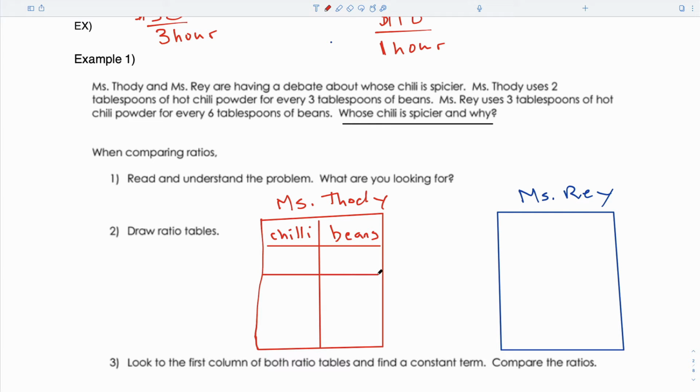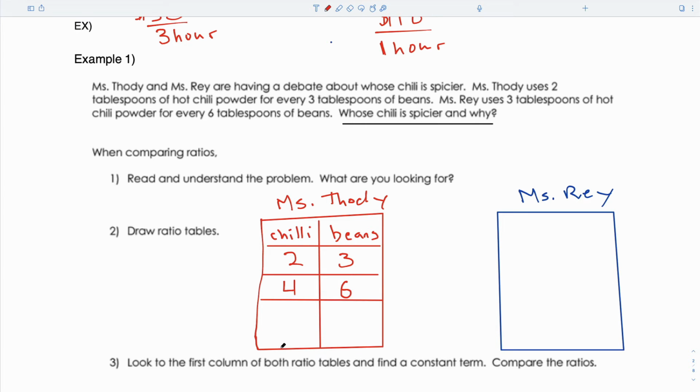The second column is the amount of beans. Then we put our given rate. They are giving us a rate of 2 tablespoons for every 3 tablespoons of beans. This table here is the ratio of 2/3. Then we are going to put the next number. Well, I can use this table to find any ratio that's equivalent. We're going to add 2 to this column. If she has 4 tablespoons of chili powder, we're going to add 3 to this column. She has 6 tablespoons of beans.